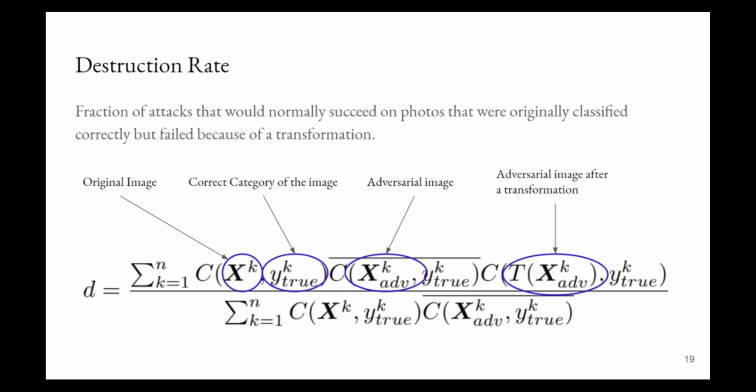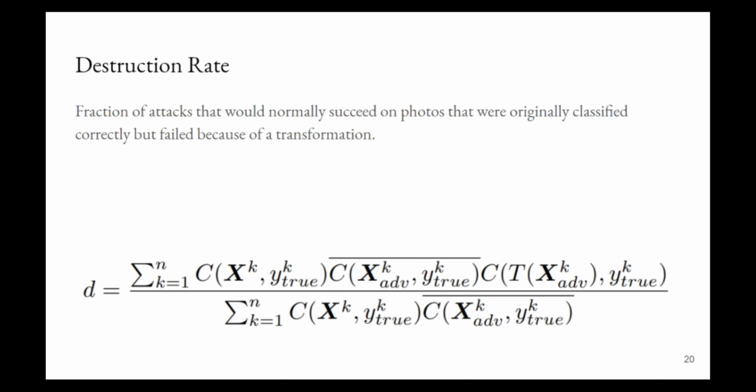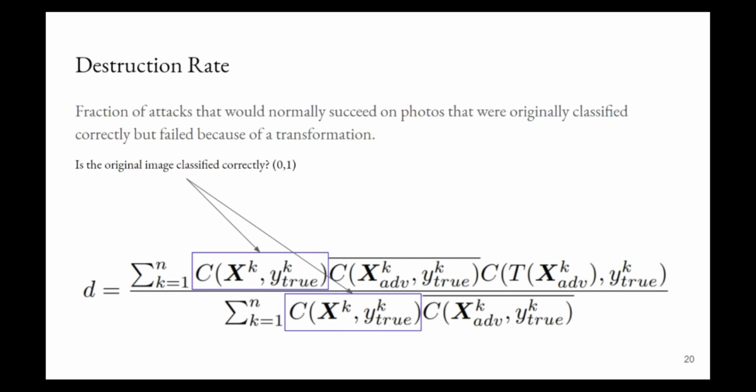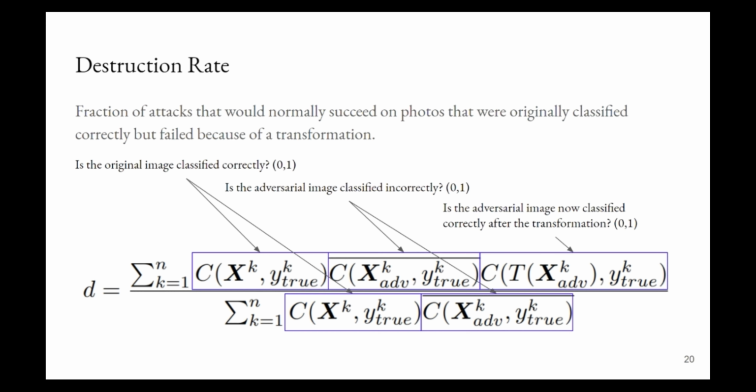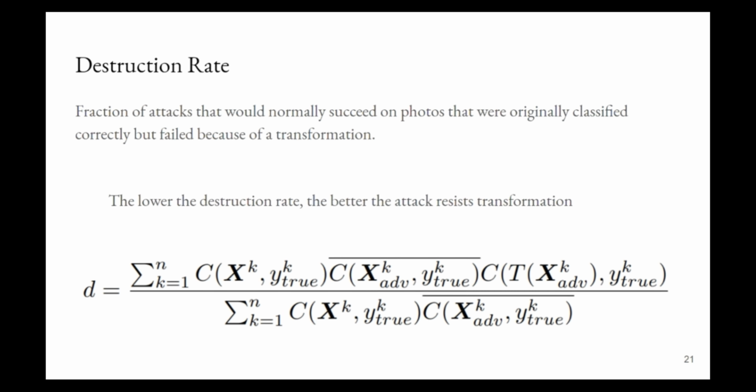after a transformation. For each of those images, we ask three questions. Is the original image classified correctly? Is the adversarial image classified incorrectly? And out of those images, is the adversarial image now classified correctly after the transformation? The lower the destruction rate, the better the attack resists transformation, and a destruction rate of 0 would mean that the attack always succeeds even after being transformed.